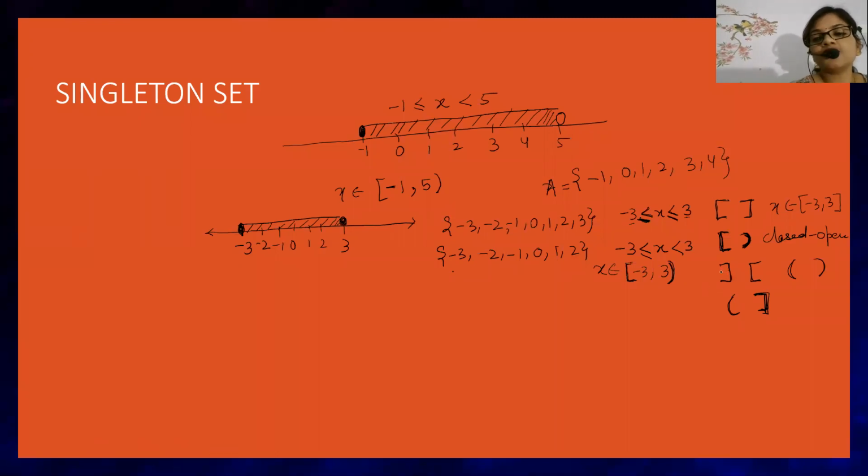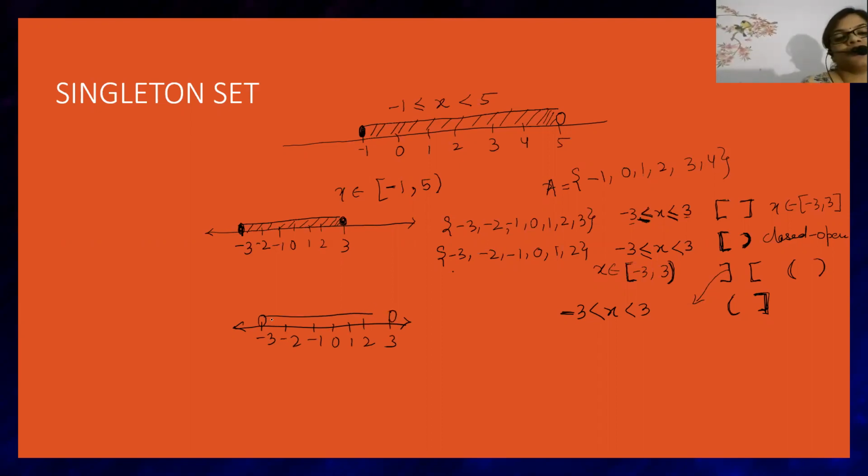Now look here. This is open beta. Both open. So strictly it will come -3 to 3. I am discussing the third one. When you draw it, it will become -3, -2, -1, 0, 1, 2, 3. That means beta, here no equality sign is there. That means this circle will not be colored, this circle will not be colored. That means all internal elements only will be included.